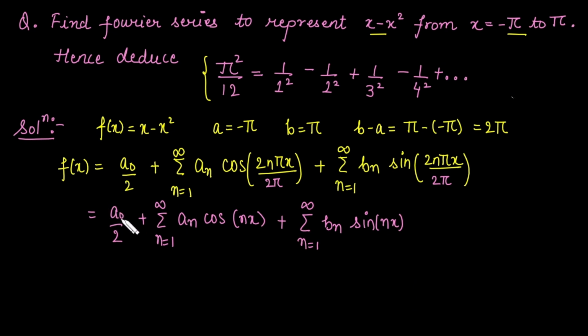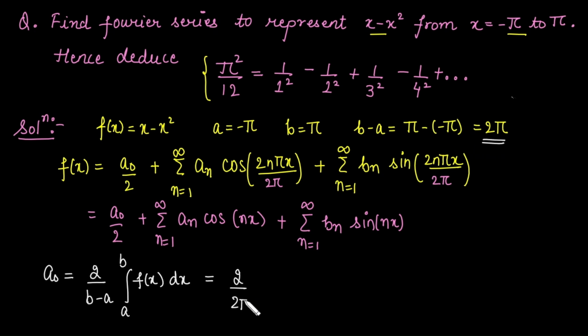Now we need to evaluate a naught, an and bn, and these are called the Fourier coefficients. So a naught is calculated as 2 upon b minus a, integration from a to b of the function f(x) with respect to x. So 2 upon b minus a is 2 pi, integration from minus pi to pi. The function value is x minus x square.